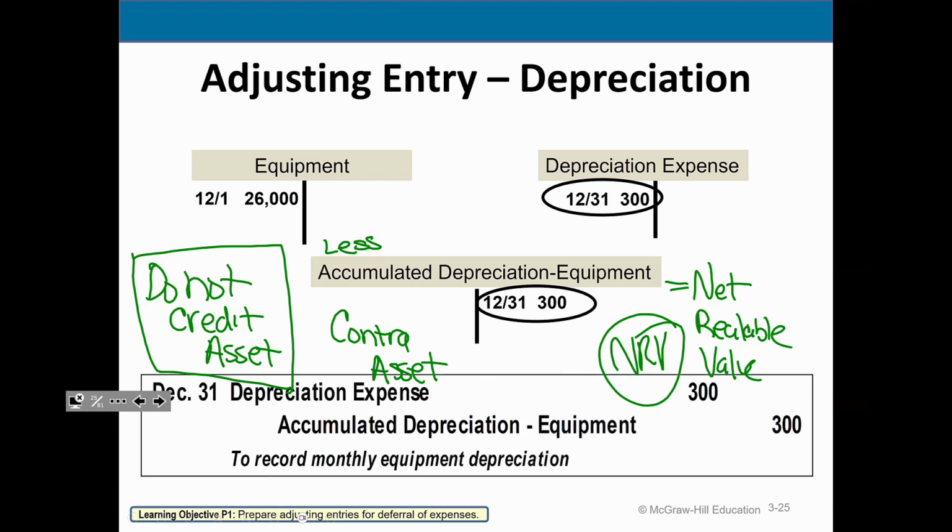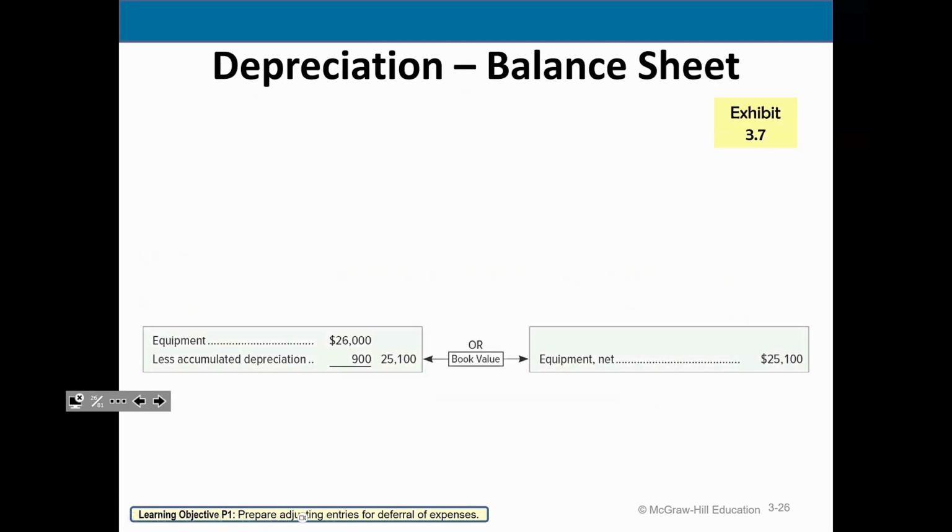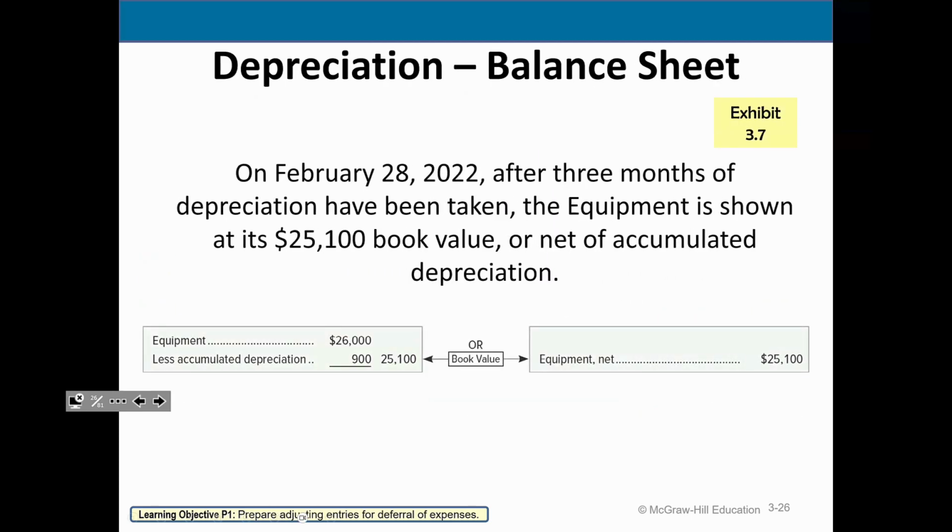Good. And that's your entry. And then that's how you show it, or your book value. And that's how you show it on your balance sheet. So you either have equipment less your accumulated depreciation, or you show equipment net. Net realizable value, net book value.